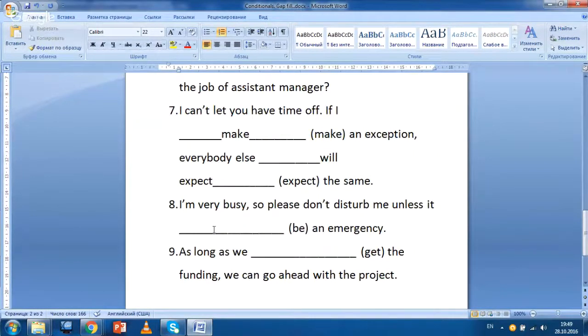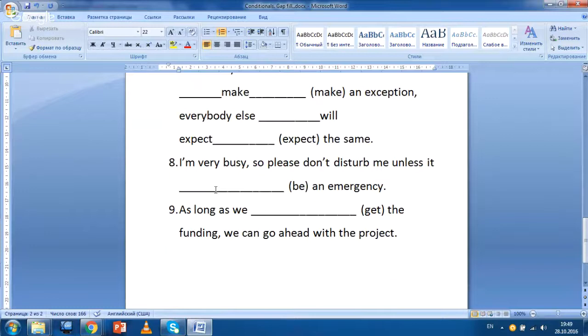Next sentence. I'm very busy, so please don't disturb me unless it is an emergency. Okay, pay attention to the word unless, guys. Unless is the same as if not. So after unless, you can't use the negative form of the verb. So you don't say unless it is not an emergency. You say unless it is an emergency. Okay, and the last sentence here: as long as we get the funding, we can go ahead with the project. This is the first type, talking about future condition. So that is why you open the brackets this way.